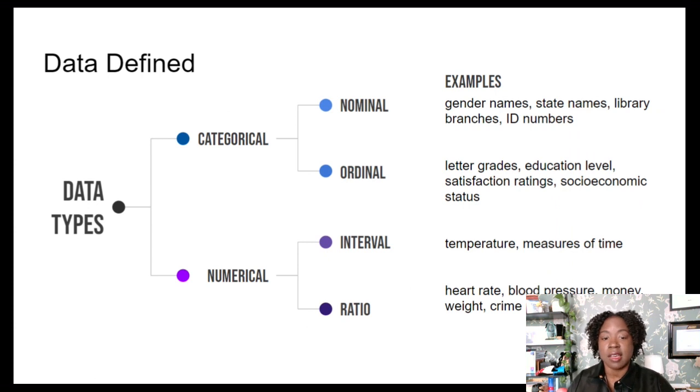Interval data takes it to the next level, where things have a clear order, but they are also evenly spaced. Each hour on a clock is 60 minutes apart, and temperature in Fahrenheit or Celsius is evenly spaced by degrees. However, there isn't really a real zero. 0 degrees does not mean the absence of temperature. Ratio data are real numbers, where 0 represents an absence of something. Decimals are truly meaningful decimals, and so on.